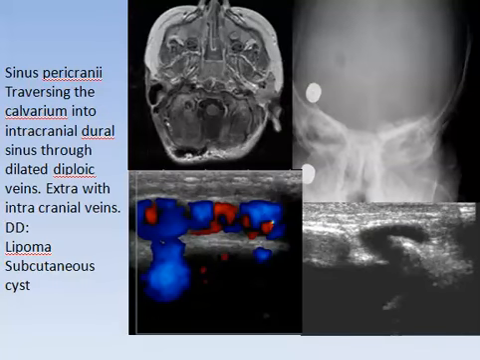Now this is sinus pericranii, dilated sinus pericranii, seen as a defect traversing the calvarium into the intracranial dural sinus through a dilated diploic vein. Here we have extracranial and intracranial veins connected together. The differential diagnosis is a subcutaneous cyst with pressure atrophy on the nearby bone, or a lipoma.